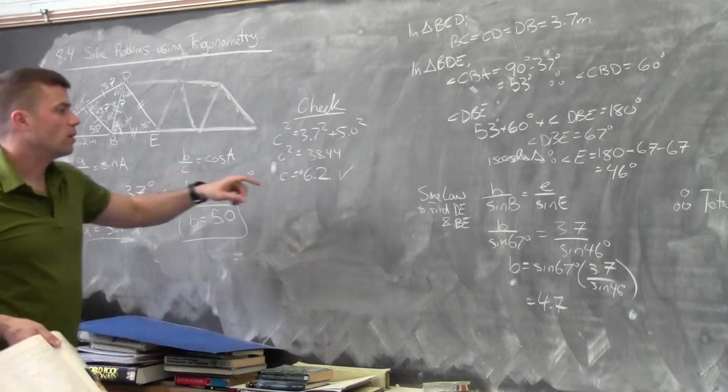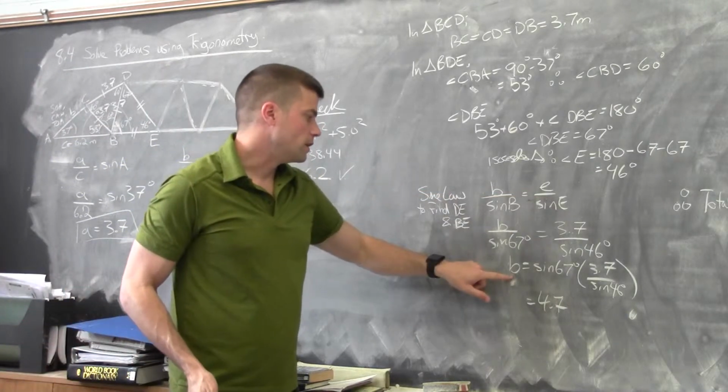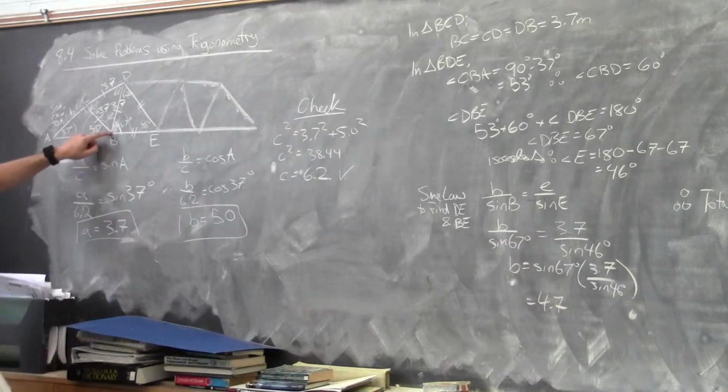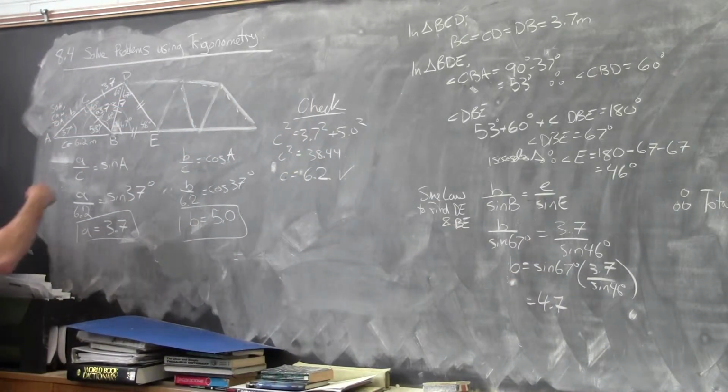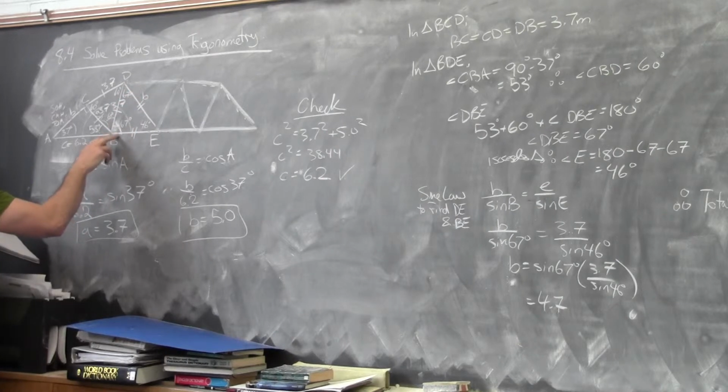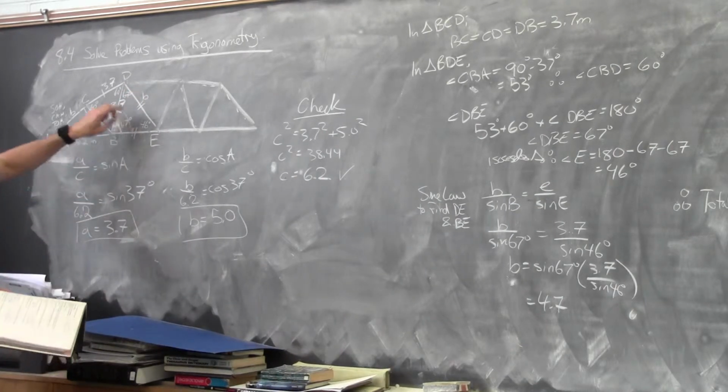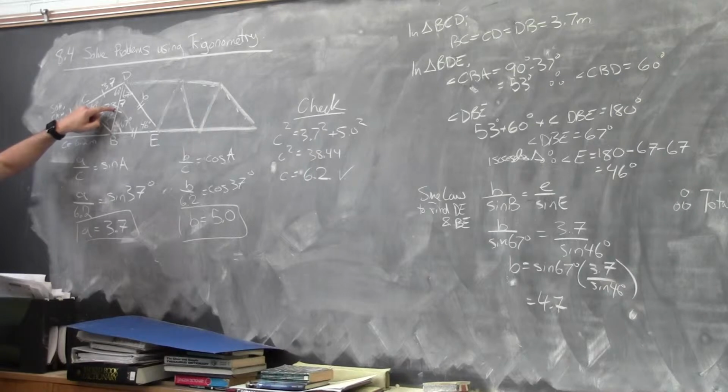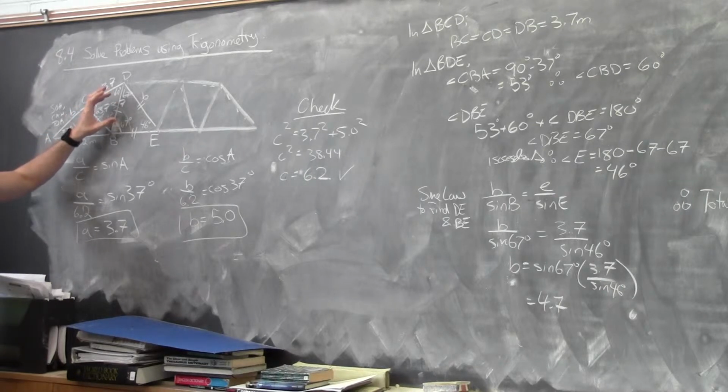Now I can use the sine law to solve for my side length B. So my side length B is this side length here. This is B, so opposite angle B. I have three angles and I have one side length, so I'm definitely going to use sine law. I don't have to use cosine law.